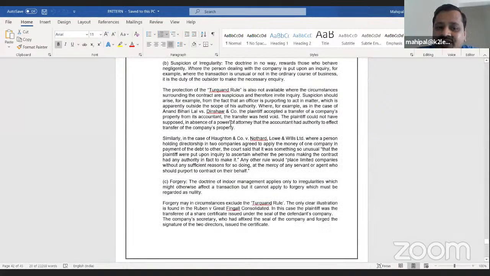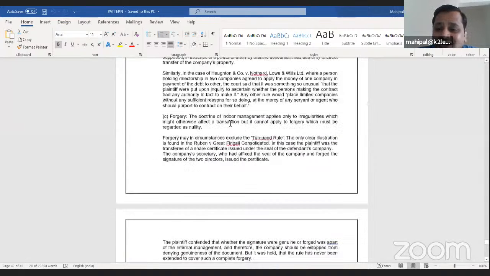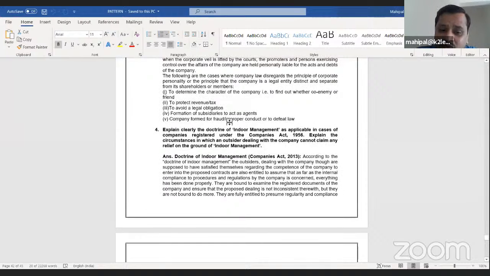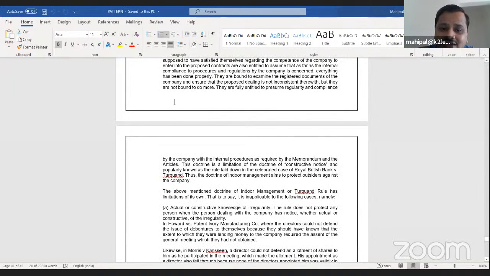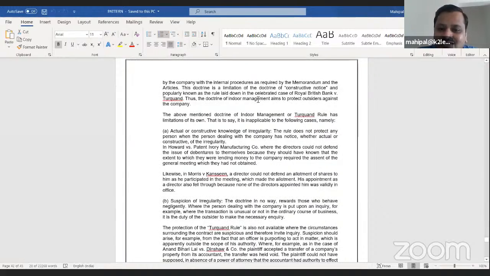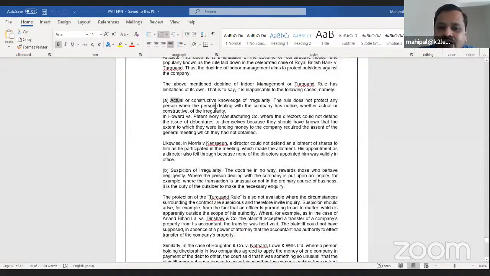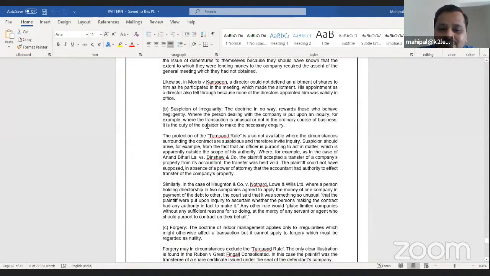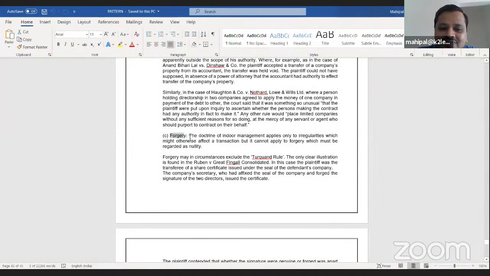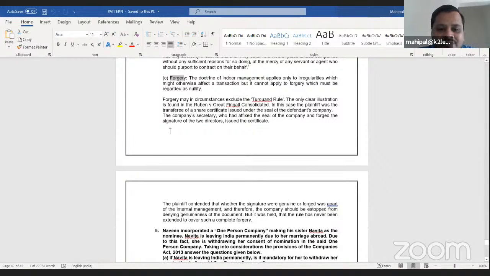In detail, my dear friend, request you to just read this in detail. What is the doctrine of indoor management? What are the exceptions? And these are the various things: actual or constructive irregularity, suspicious irregularity, forgery. These are the 3 things which you have to remember.